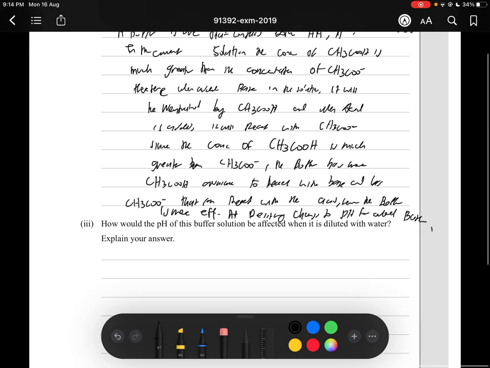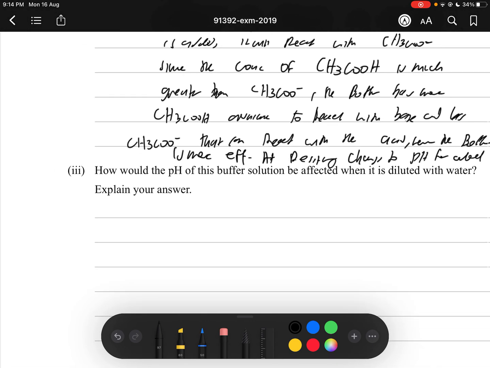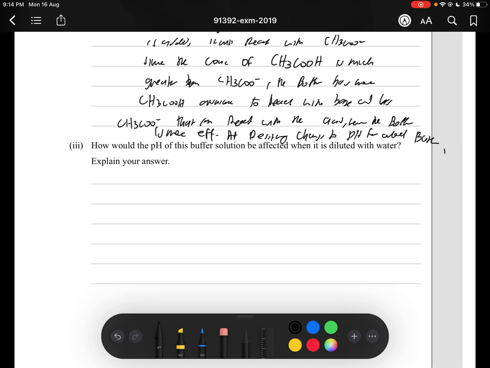Right, that's all we need to say for that question. It's a bit wordy, but okay. How would the pH of the buffer solution be affected when it's diluted with water? The answer is that it is not affected by water, and that's because the concentrations of both the conjugate acid and the conjugate base will change by the same factor.